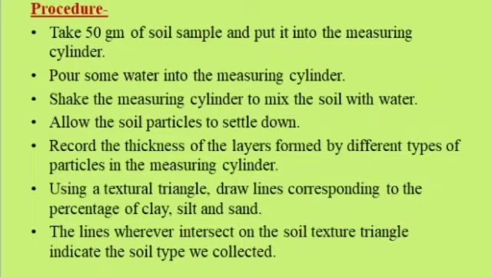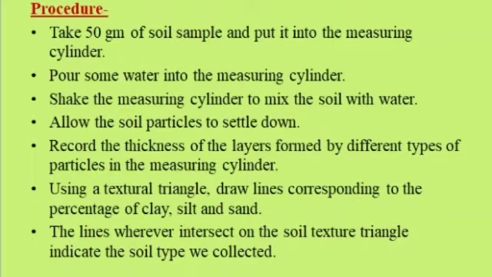Procedure: take 50 grams of soil sample approximately and put it in the measuring cylinder. Pour some water into the measuring cylinder. Shake the measuring cylinder to mix the soil with water. Allow the soil particles to settle down. Record the thickness of the layers formed by different types of particles in the measuring cylinder.